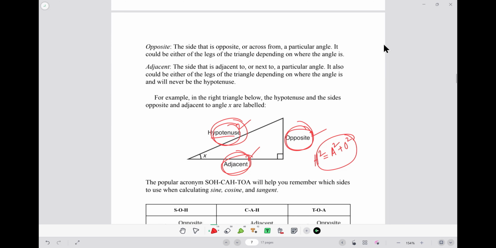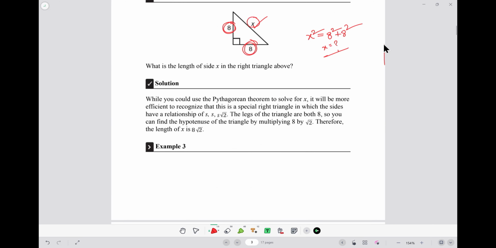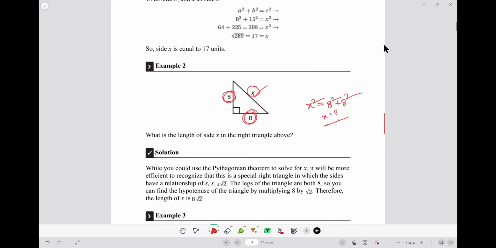The opposite is the side which is basically vertical. The vertical side is the opposite side. This is kind of a perspective, depending on how you are looking at the triangle. For example, if I draw the triangle like this, how would you tell?